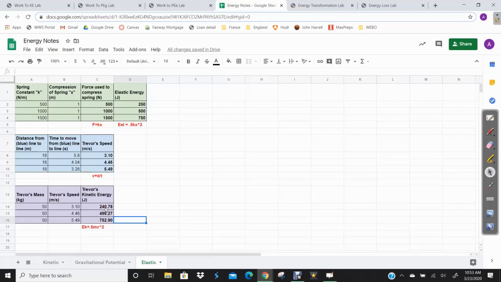What would be an example for that? Well, how about anytime you drop an object, right? It has some height, you drop it, it loses height, but it's gaining speed. So as the object loses its height, it's gaining speed, and therefore it's losing gravitational potential energy because it's being transferred into kinetic energy.